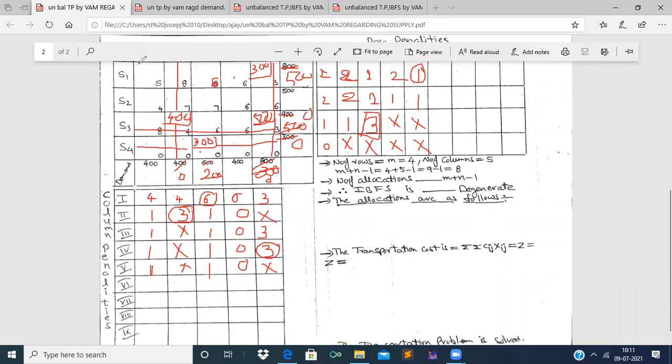Now allocate the least value, that is 400, in this cell. Now strike off 400. 400 minus 400 is 0, and 500 minus 400 is 100. Now we strike off the column. Why? Because the demand is made 0.